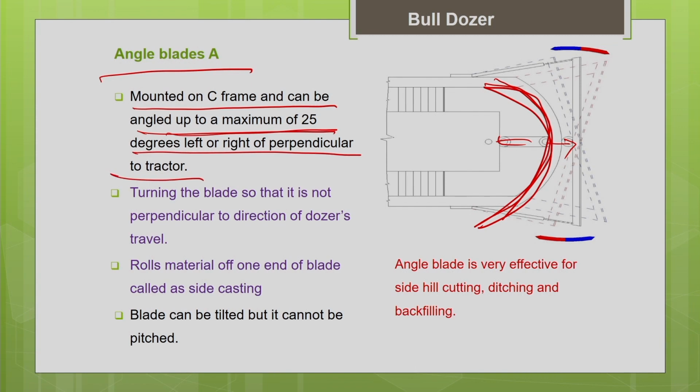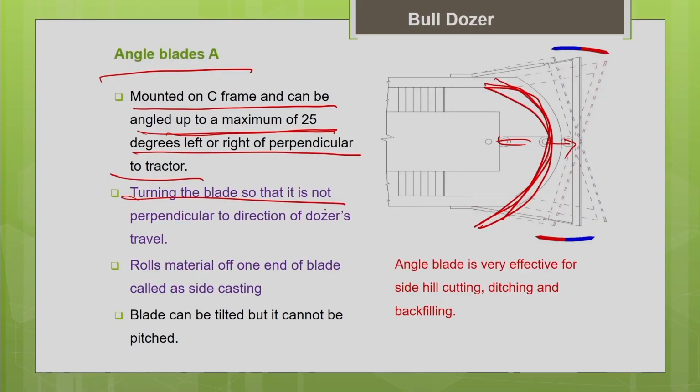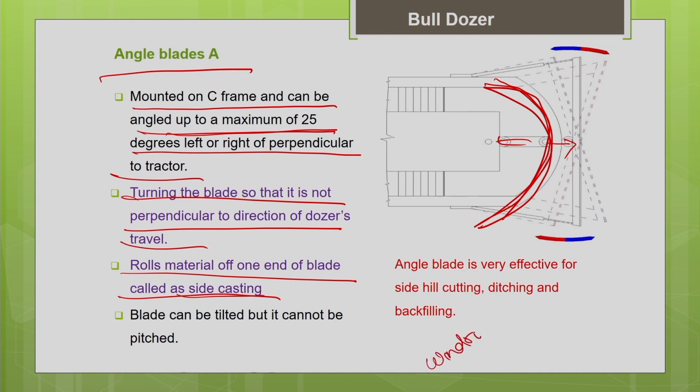So we have already discussed the main applications. When you are working on one side of the road or side hill cutting, or if you want to backfill the trench, all these operations can be easily done by this angle blade. So you can turn the blade to left or right so that it is not just perpendicular to the direction of the dozer travel. This rolling of the material to one end of the blade is called side casting. With the help of this blade, I can just roll the material to one end of the blade, and that is called side casting. So this blade can easily do the stripping work and deposit the material in windrows. They call them windrows of soil.